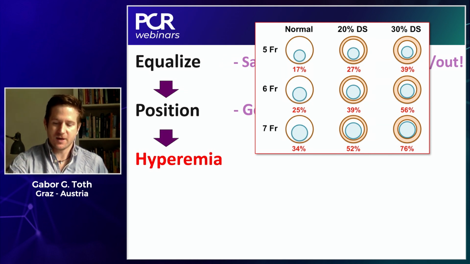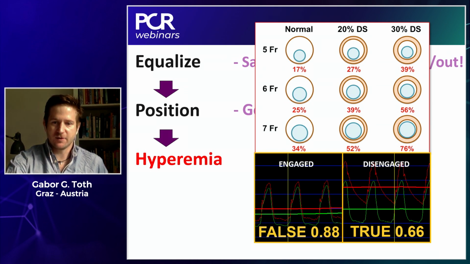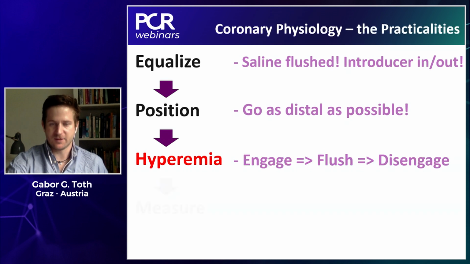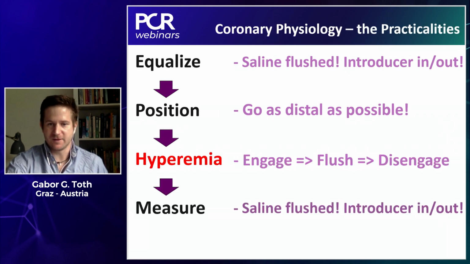So we engage the guiding catheter, flush adenosine, and, as you can see here in these two figures, by disengaging the guiding catheter, the aortic pressure will be nicely a typical aortic pressure. This ventricularization disappears, and then what you measure there will be the true FFR value. So again, I'd like to emphasize, engage the guide, flush the adenosine or nitro, and disengage the guiding catheter. And after that comes the measurement of the FFR.